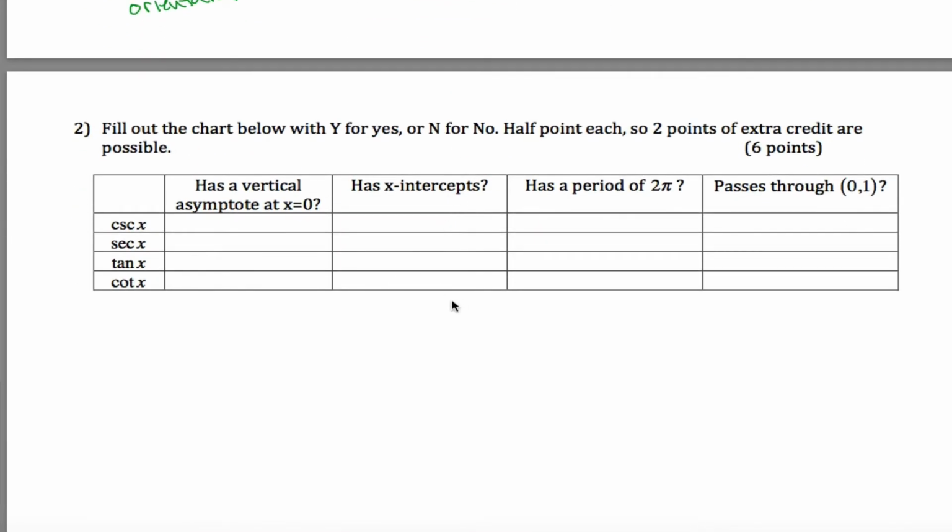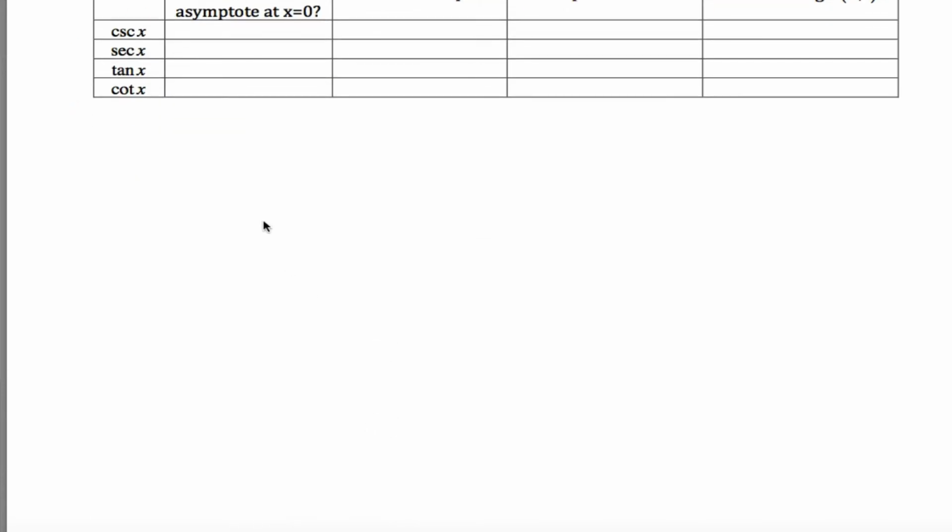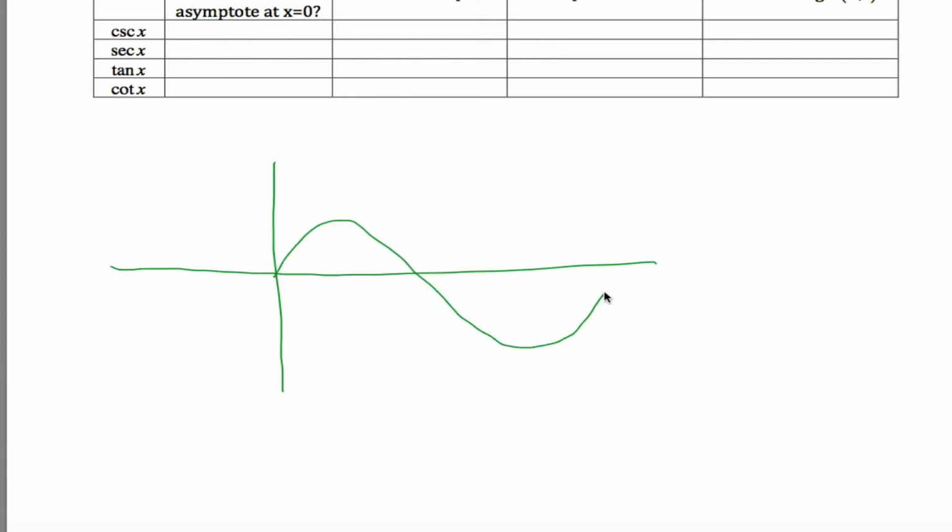Okay, moving on down here, fill out the chart. So to fill out the chart, it kind of helps to know what cosecant, secant, tangent, and cotangent look like. So I think the easiest way to come up with those is to sketch a graph of the sine curve. So something like this. Here's 2 pi. Here's pi. Here's 0. And this thing continues in both directions.